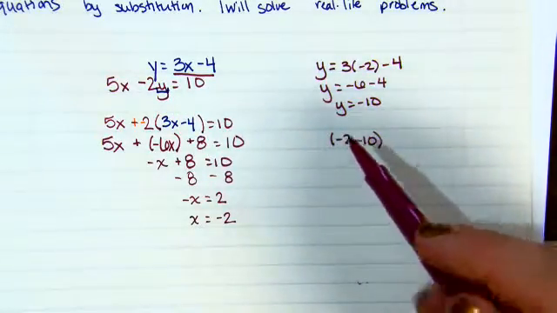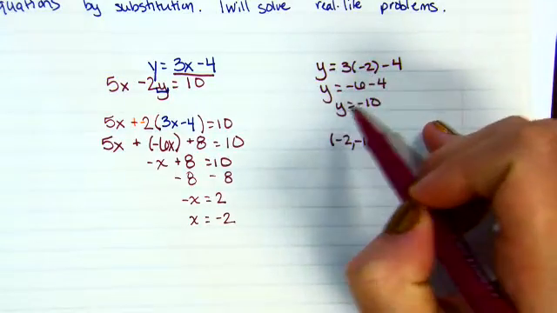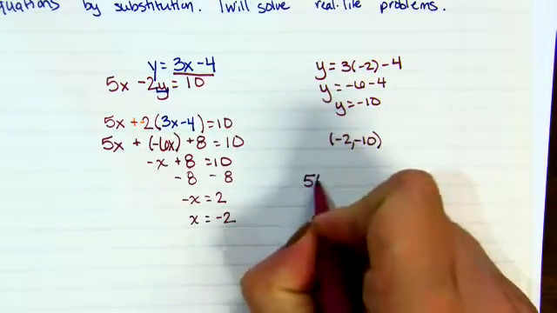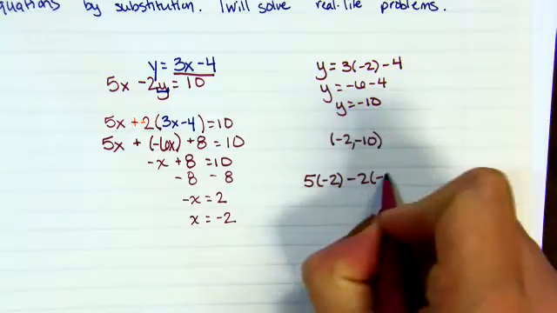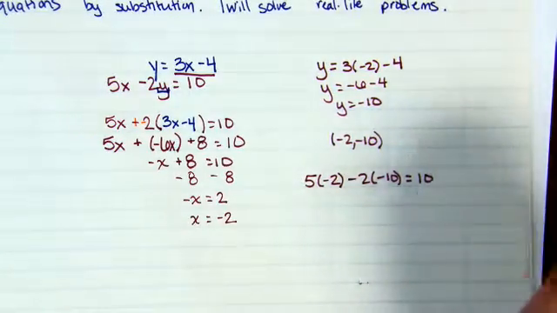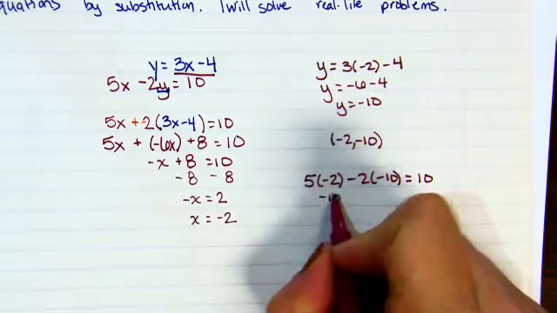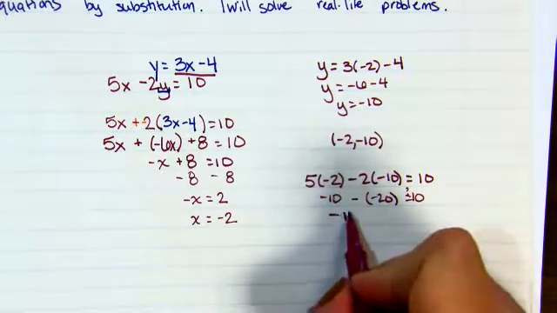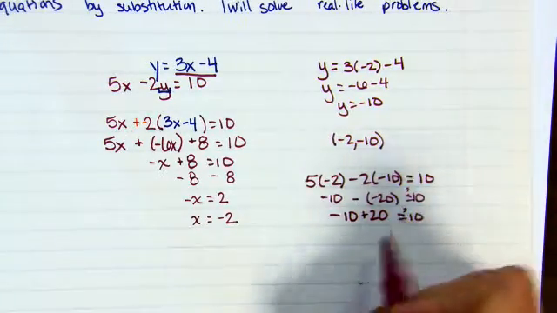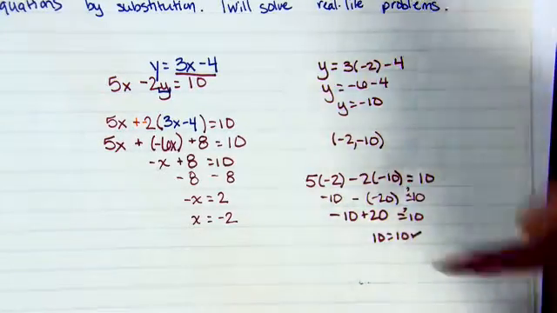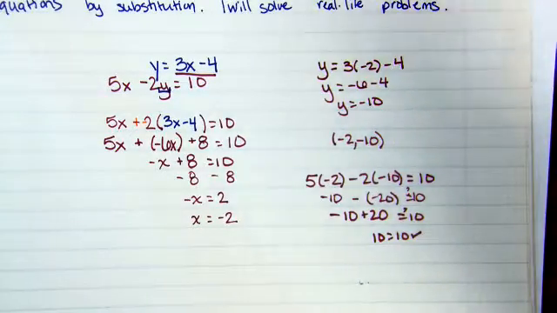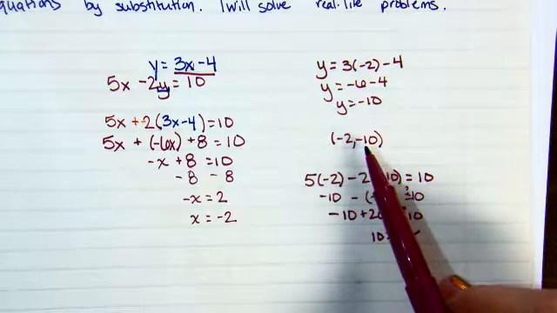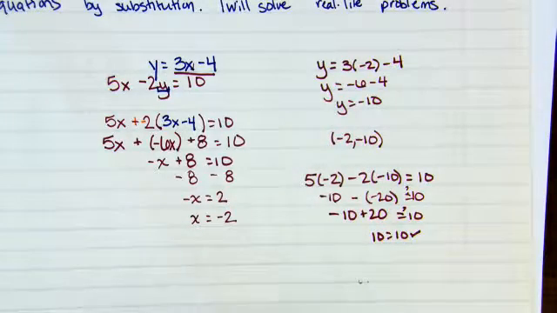And I can check this. I can check my math here and see that, yes, y is negative 10 if x is negative 2. I can also substitute these points into my second equation and do 5 times negative 2 minus 2 times negative 10 and see if that equals 10, just to make sure I did my math correctly. Negative 10 minus negative 20, I want to know, does that equal 10? This is negative 10 plus 20, so I do get 10 equals 10, and that's how I know that this is going to be the correct point. So if I were to graph this, these two lines would intersect at the point negative 2, negative 10. And that's basically the whole idea behind substitution.